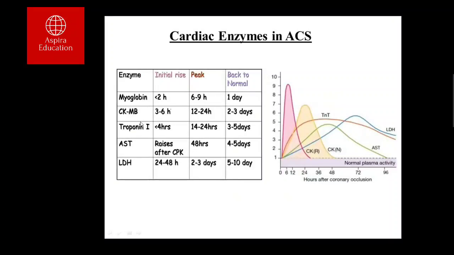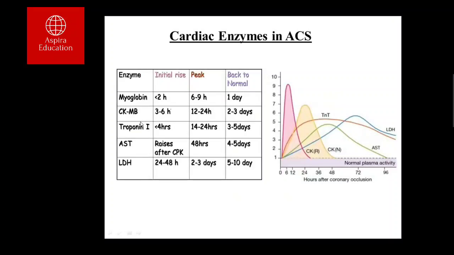Also, we have CKMB. Remember, CKMB is an isoform or a fraction of the CK enzyme. So the total enzyme is called CPK or creatine kinase, creatine phosphokinase. We have three isoforms: CKMB, MM, and BB. The one which is specific to cardiac is called CKMB. It increases after 3 to 6 hours. It remains elevated for about 2 to 3 days and then comes back to normal.